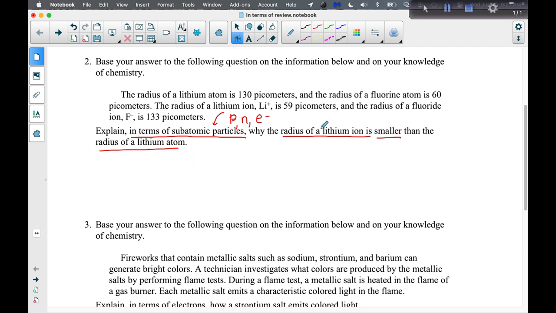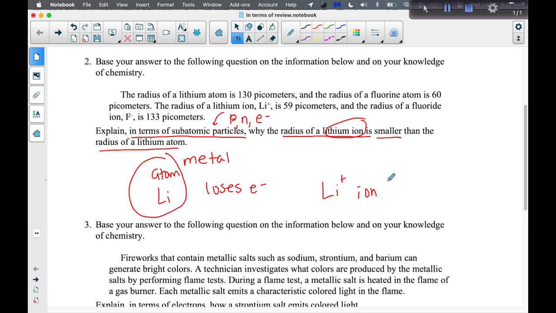So in terms of subatomic particles, when we're talking about the radius of an ion versus an atom, lithium is a metal. So the lithium atom loses electrons to become the Li+ ion. The lithium atom is bigger, the Li+ ion is smaller, because the atom loses electrons to become the ion.